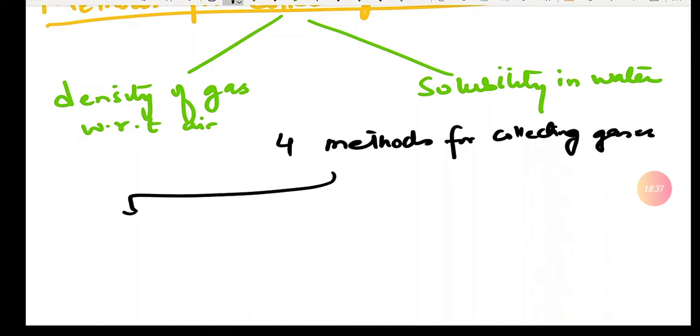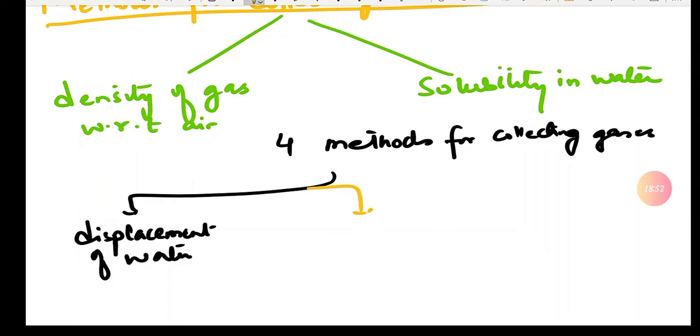Let me list them down. One is collecting gases over water, by displacement of water. Then we have the other method, that is the downward delivery method.